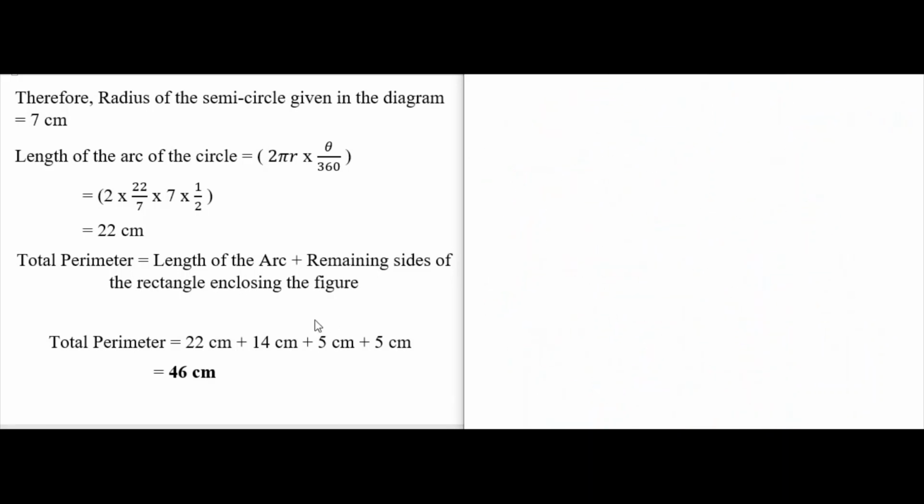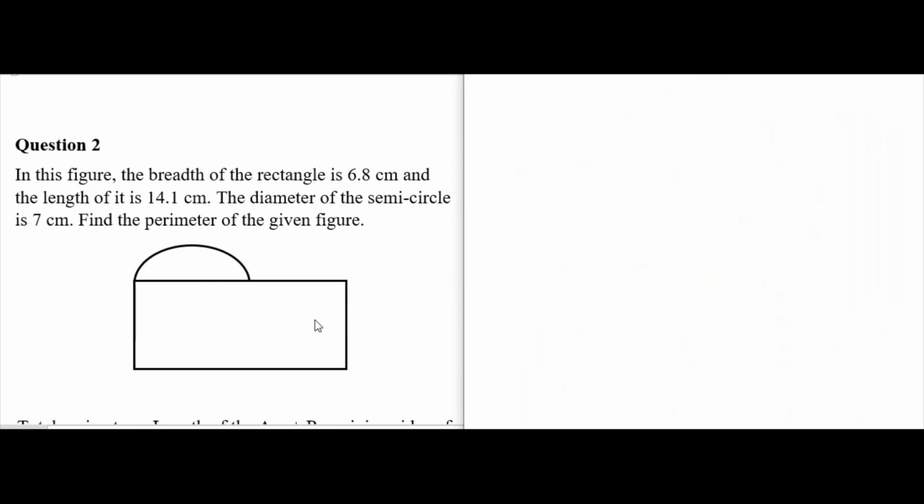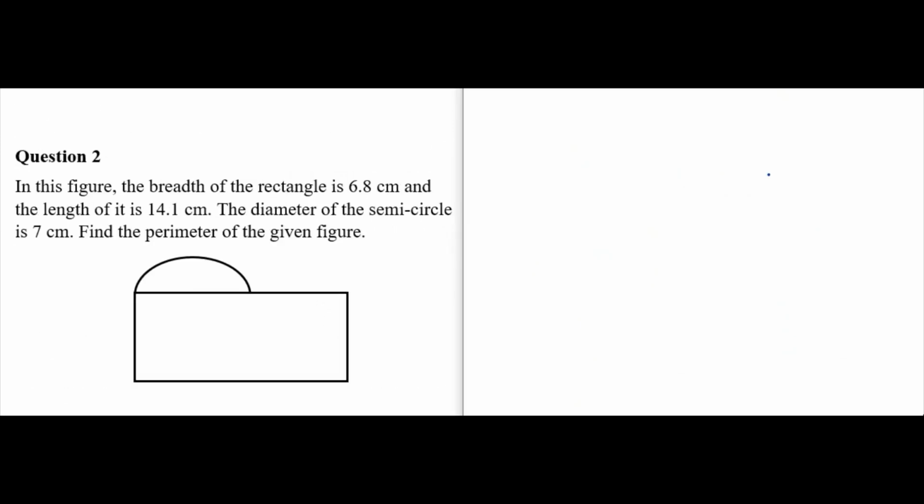Okay, I also have another question prepared. So question number 2 says, in this figure, the breadth of the rectangle is 6.8 centimeters and the length of it is 14.1 centimeters. The diameter of the semicircle is 7 centimeters and you are supposed to find the perimeter of the given figure. So just like in the previous diagram, we have a part of the rectangle which we can ignore when calculating the perimeter of the given figure. Therefore, I'm going to redraw this diagram.